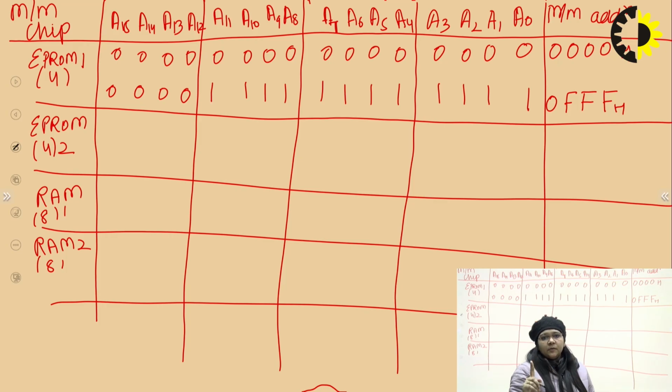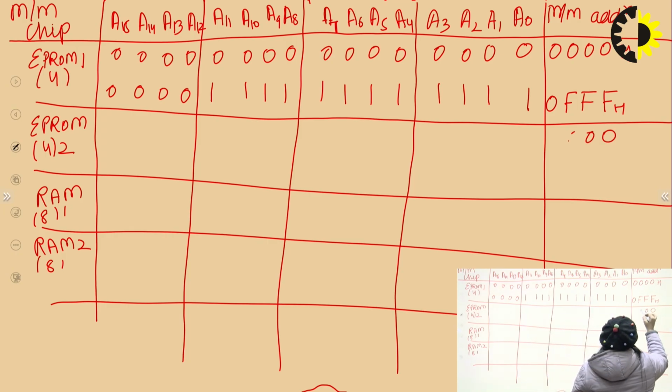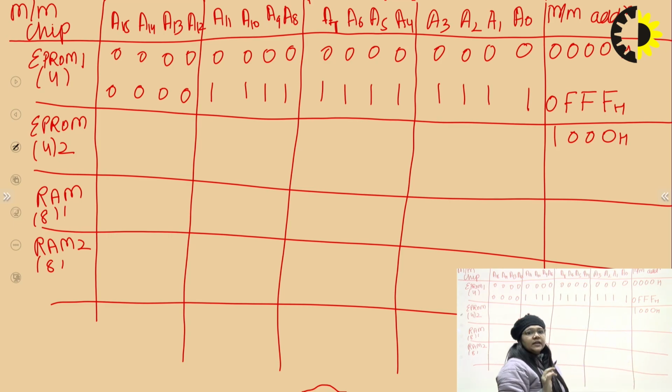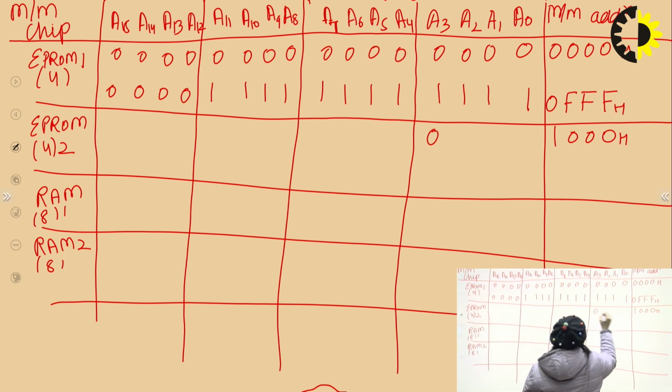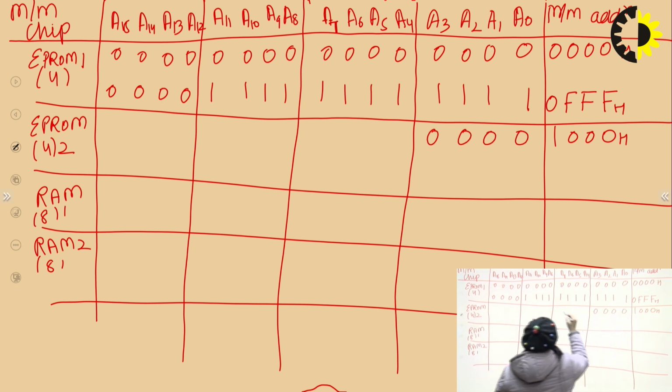One increment will be there. After F, it is 10. So 0 will be here, and the address will be 1000H. So 1000 is in hexadecimal. I can write this hexadecimal number in binary as well. So let's write it in binary. So 0 is written as 0000 in binary.